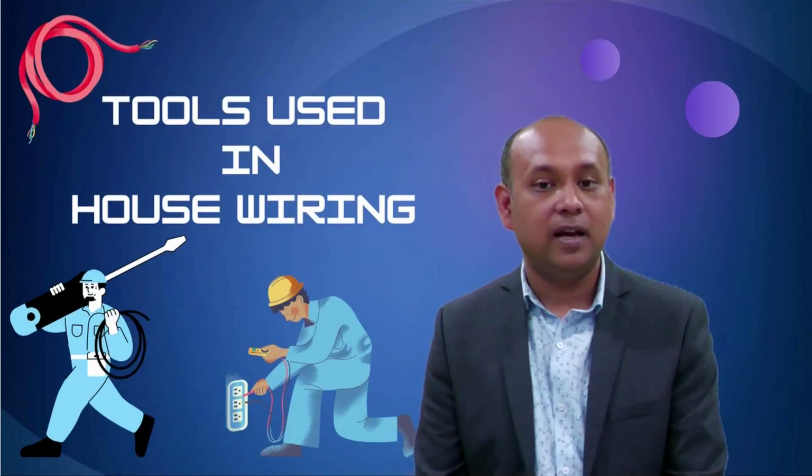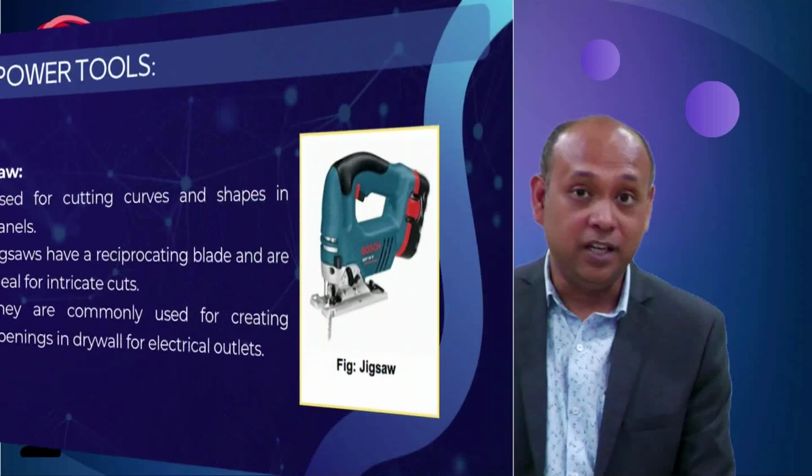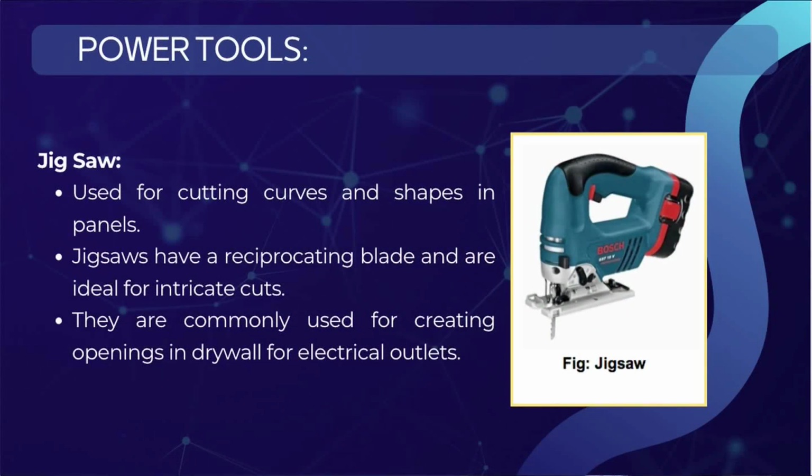Next power tool are the jigsaws. Jigsaws are another power tool used for cutting curves and shapes in panels. Jigsaws have a reciprocating blade which is driven by a motor and are ideal for intricate cuts. They are commonly used for creating openings in drywalls or electrical outlets.